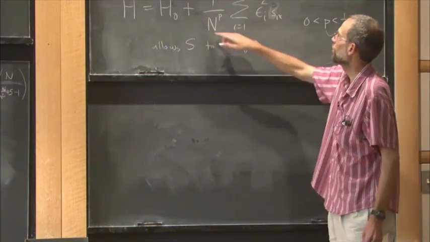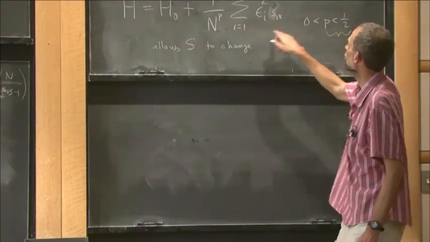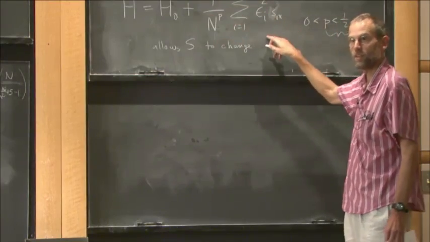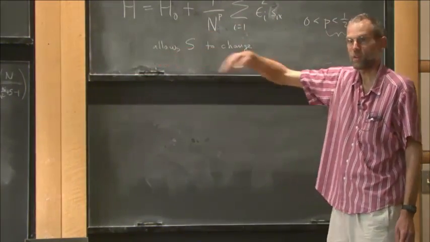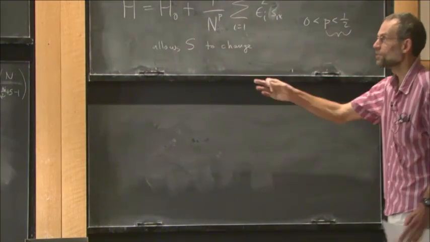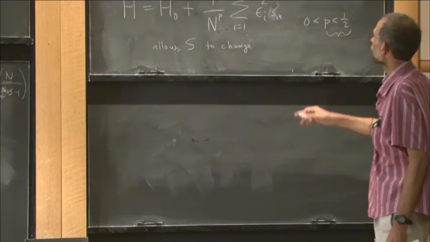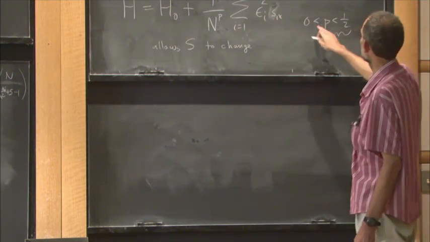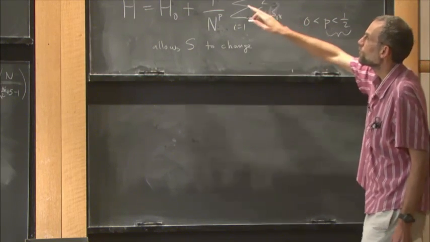I don't want this to be too small. So if p is less than a half, the norm of this operator goes to infinity. The norm of the total operator goes to infinity in the thermodynamic limit, and that makes those matrix elements big. You get strong breaking of the structure I have over there, coupling between the different levels.